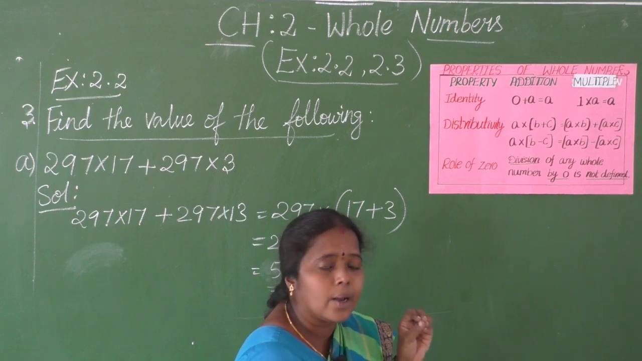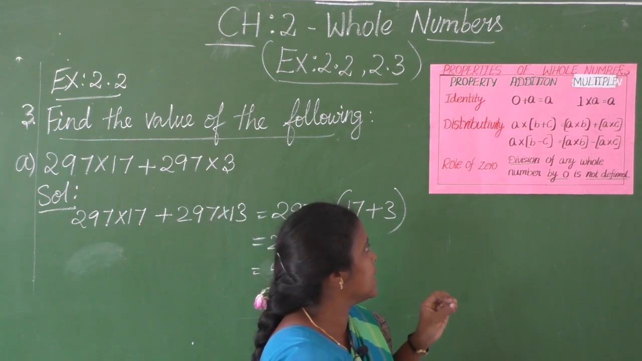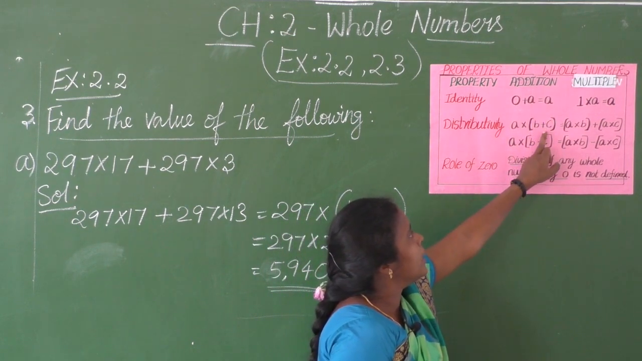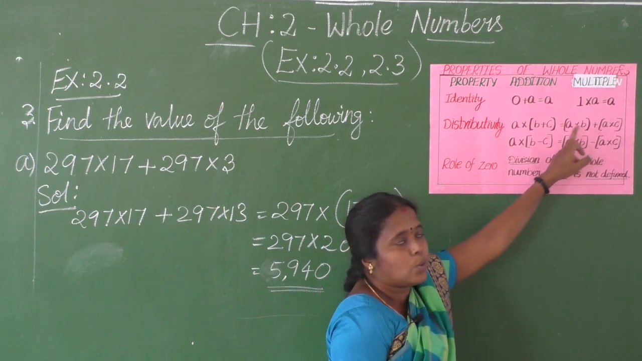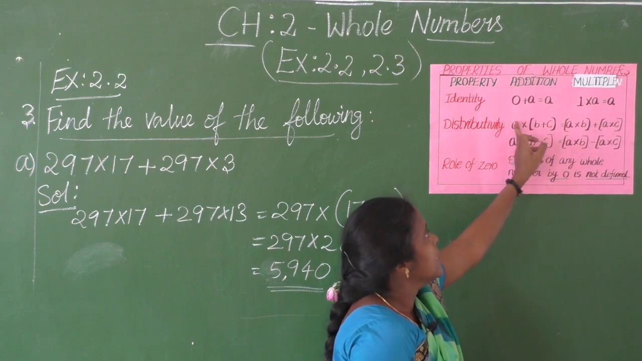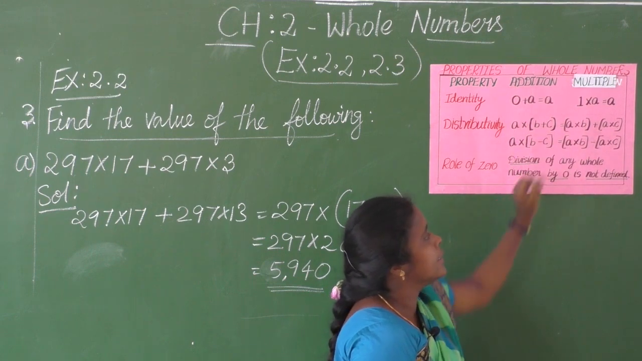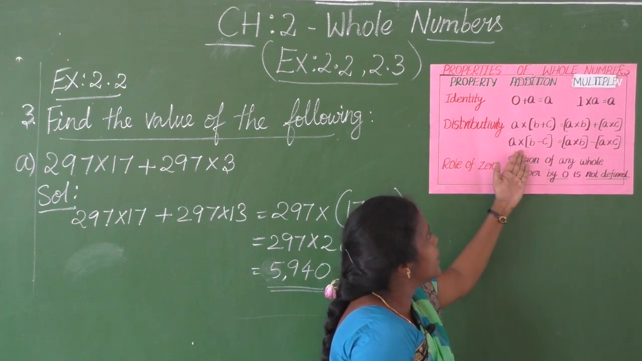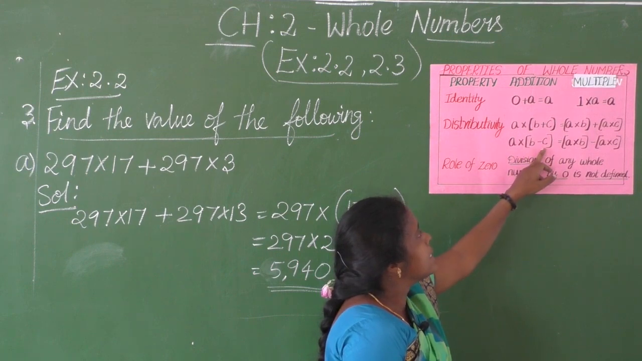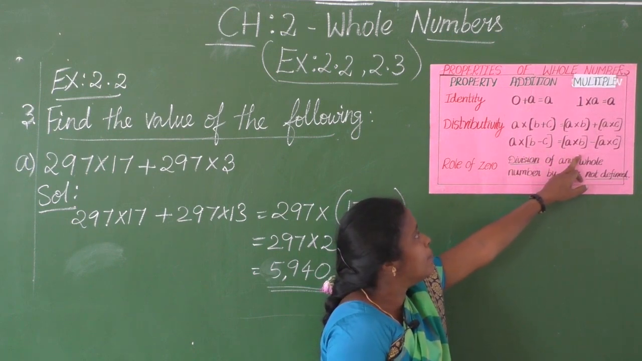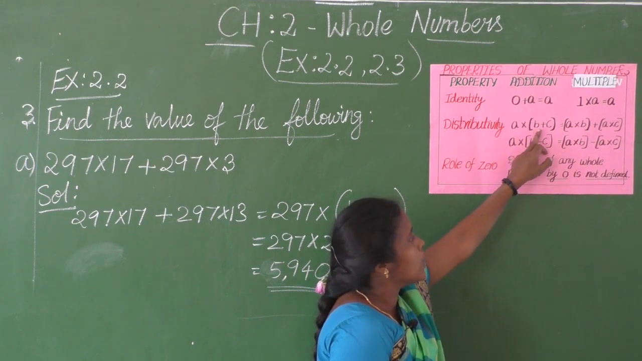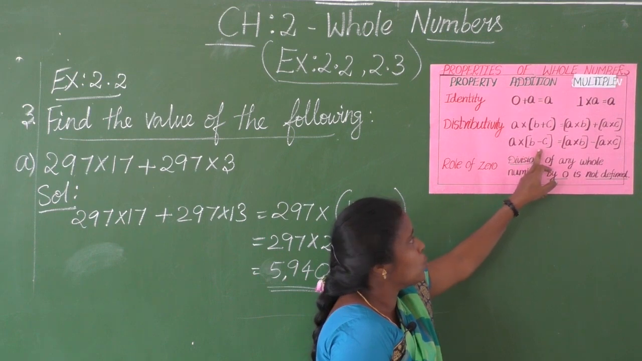For any three whole numbers A, B, C, A into (B plus C) is equal to A into B plus A into C. Like that, multiplication over subtraction. What is it telling? A into (B minus C) is equal to A into B minus A into C. This is multiplication over addition. This is multiplication over subtraction.